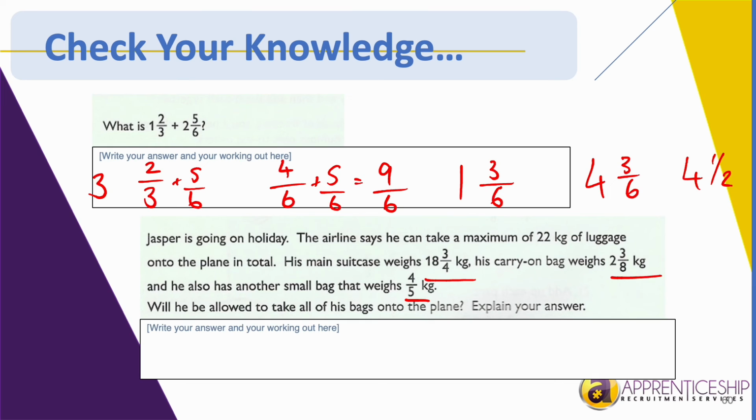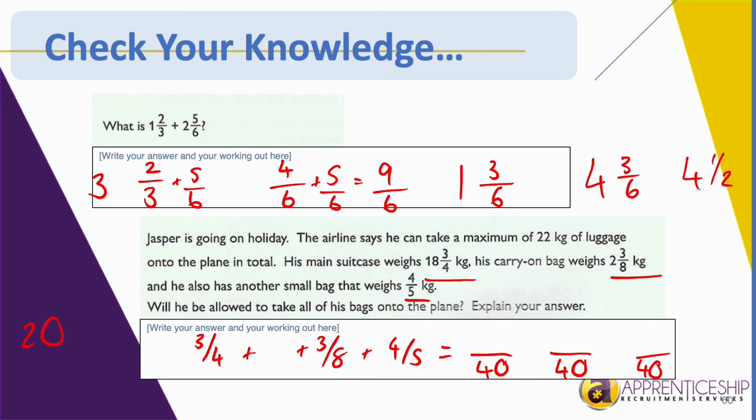Right, let's get into it. So 18 and 3/4, add 2 and 3/8, and then add 4/5. Right, let's get rid of these whole numbers. So 18 add 2 is 20. So keep that over there. So if I get my rubber, get rid of them. Gone and gone. Okay, so 4 add 8 add 5. What number do they all go into? My first instinct is 40. So let's put them all over 40.